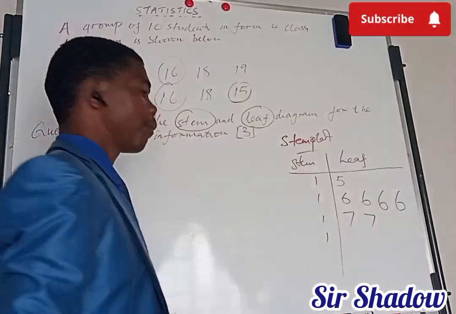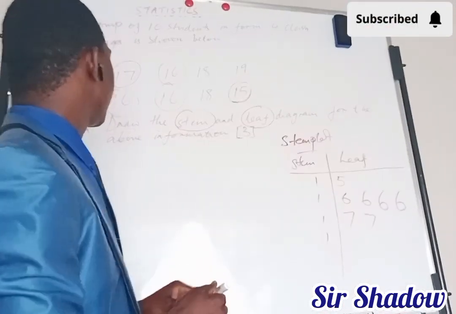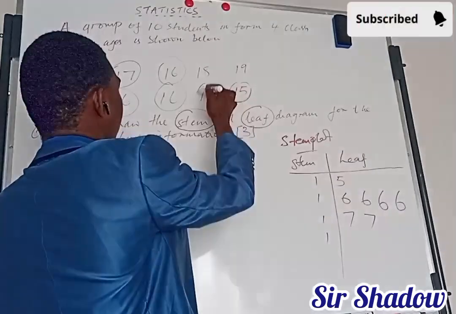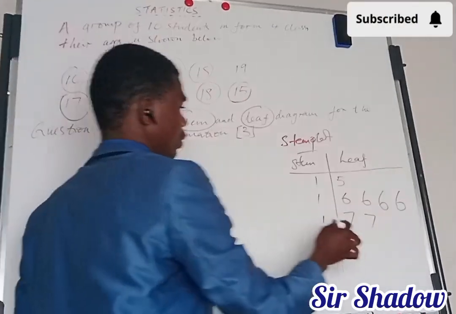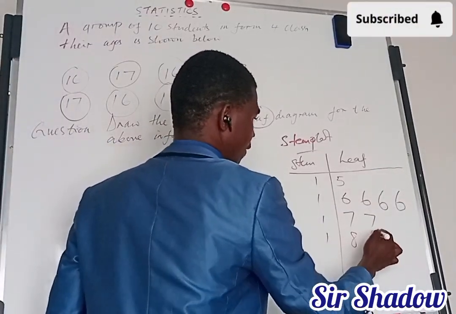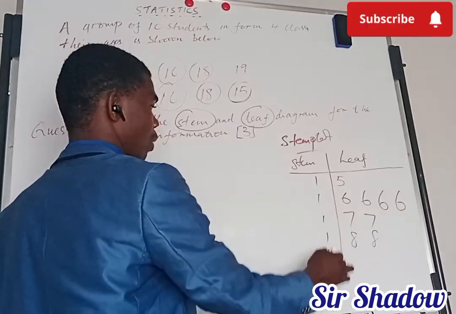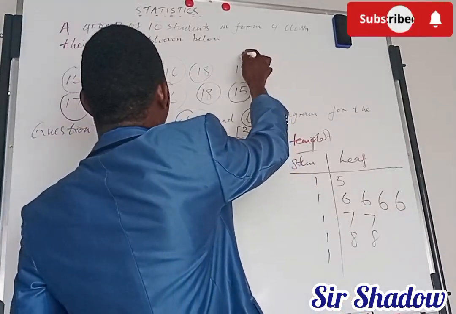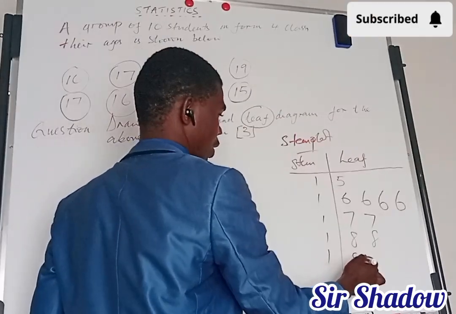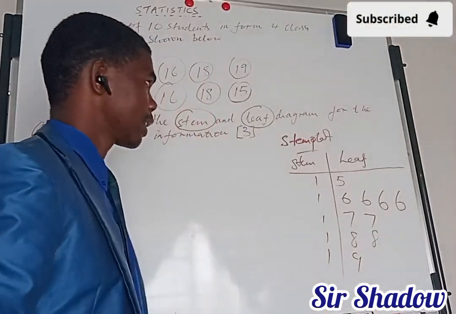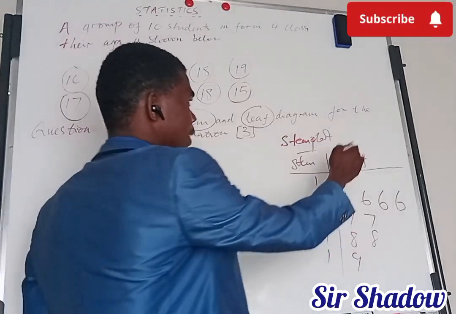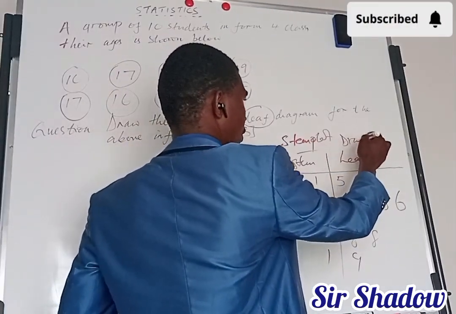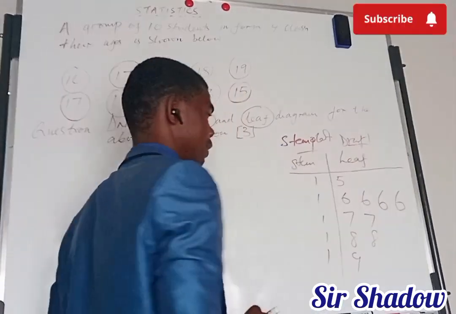Then let's move on to another one. We have 18. For 18, we have 2 digits on the left side. Then the last one is 19. We only have this one digit, which is 9. Right. This one is just a draft.